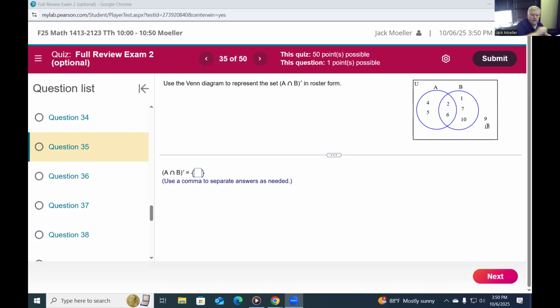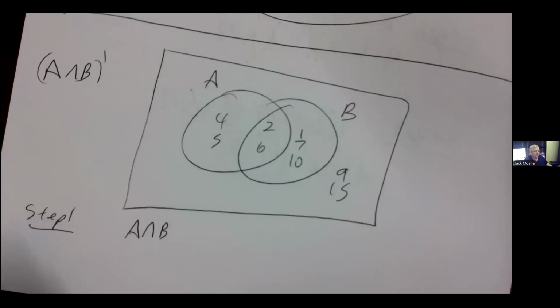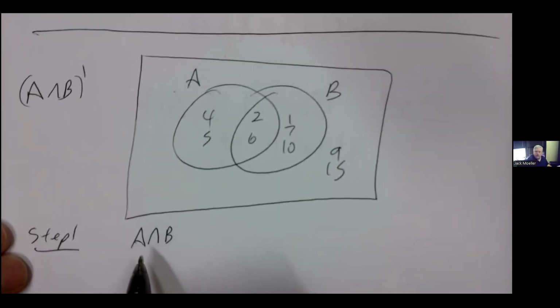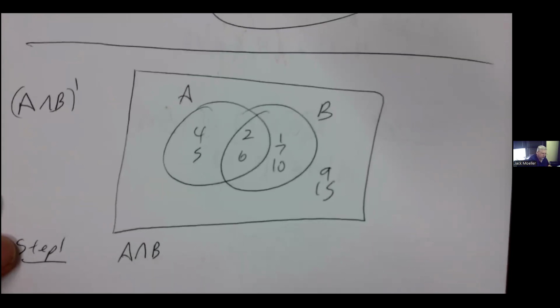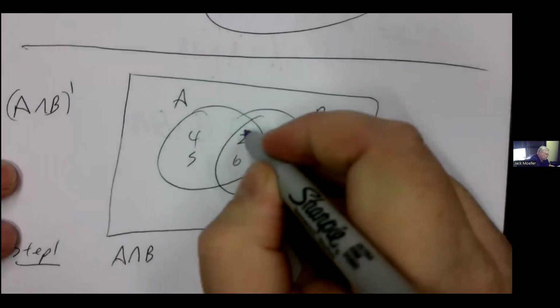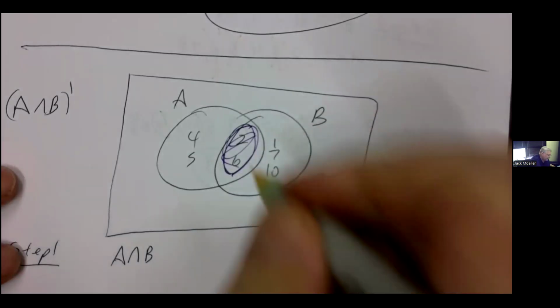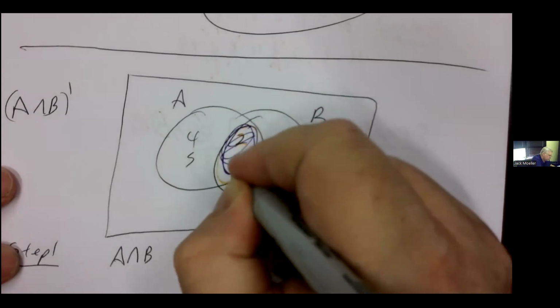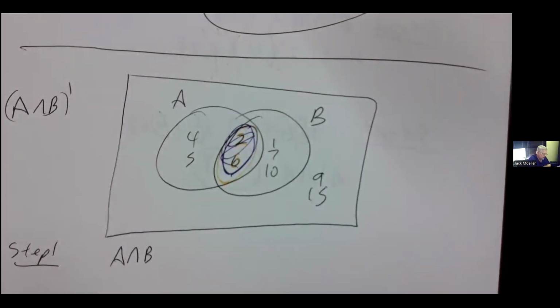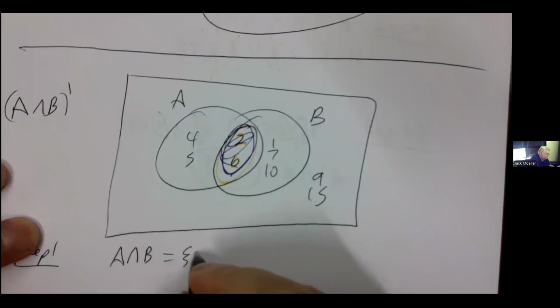So we have parentheses. That means we have to do inside the parentheses first. What I'm writing down on my paper is an excellent way to show work on the test. So I recopied my Venn diagram. Step 1 is A intersection B. Where is A intersection B? It is right there. I wanted to shade it, but I don't have a highlighter. So it's 2 and 6. That is the intersection of those two sets.